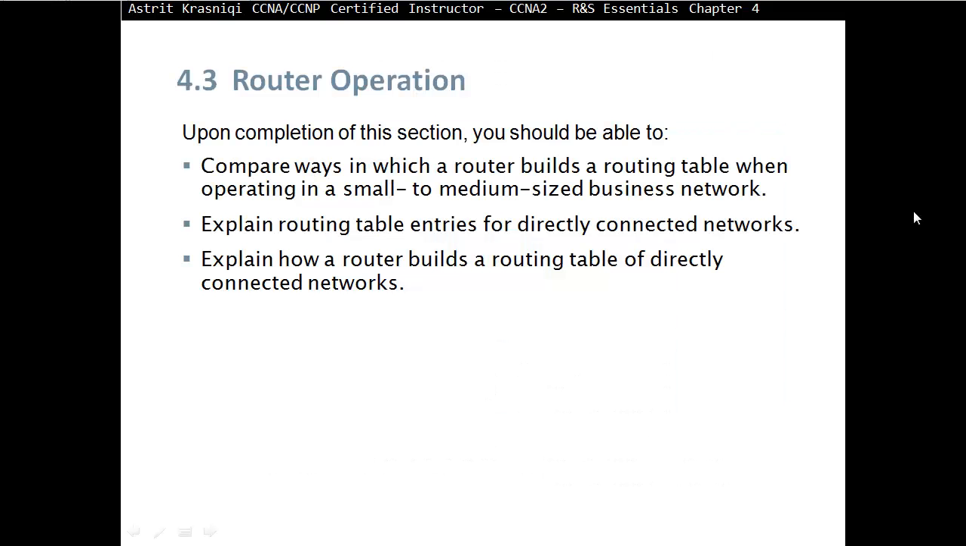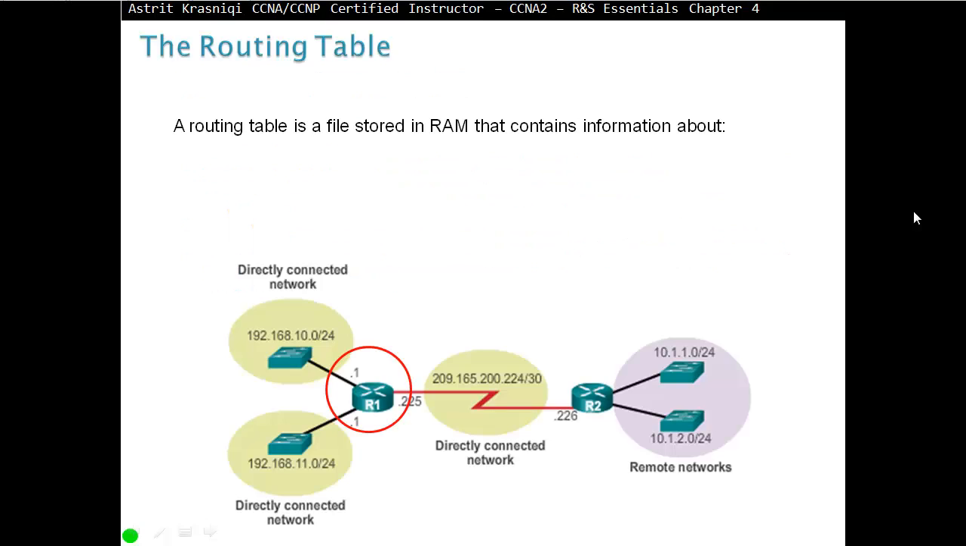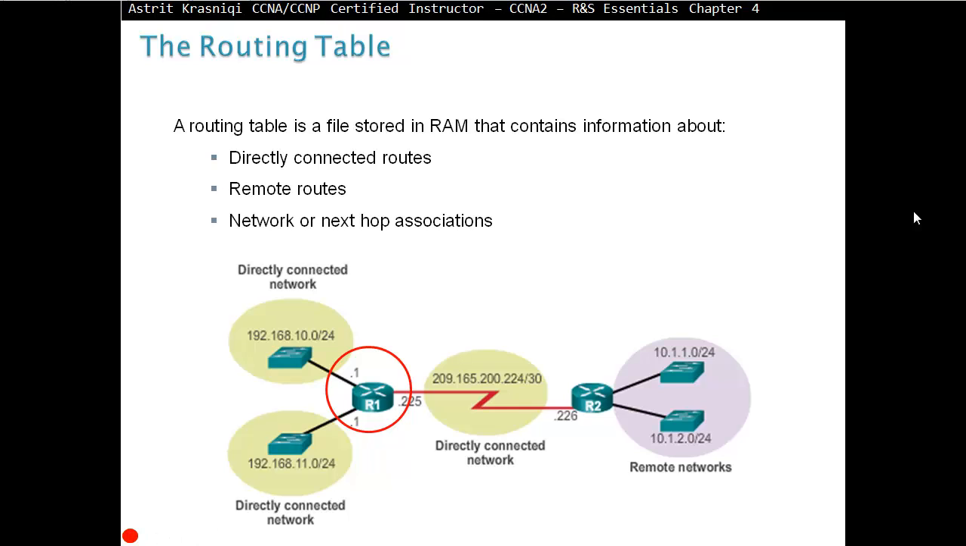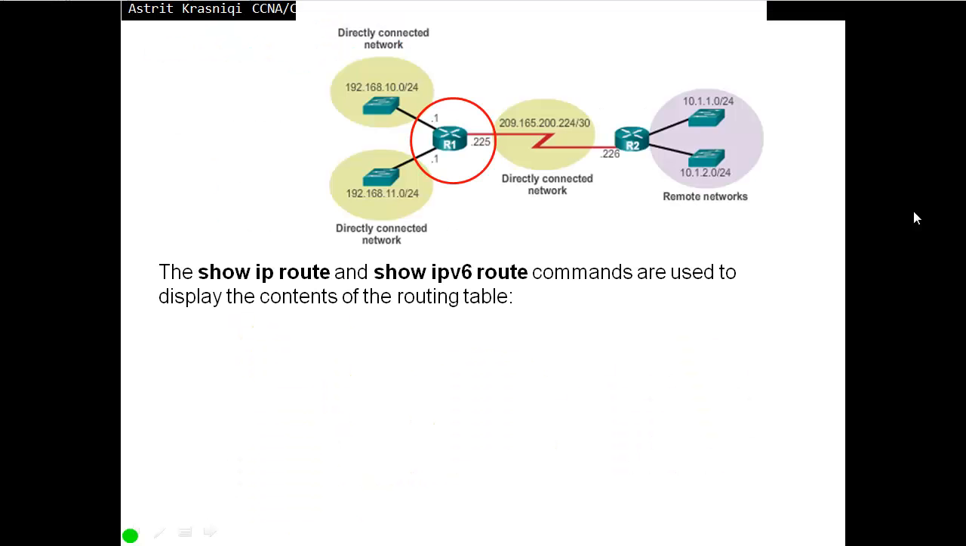Upon completion of this section, you should be able to compare ways in which a router builds a routing table when operating in a small to medium-sized business network, explain routing table entries for directly connected networks, and explain how a router builds a routing table of directly connected networks. A routing table is a file stored in RAM that contains information about directly connected routes, remote routes, and network or next hop associations.